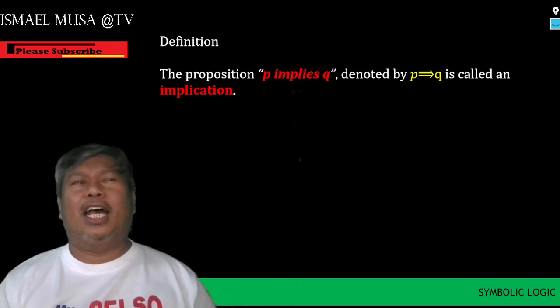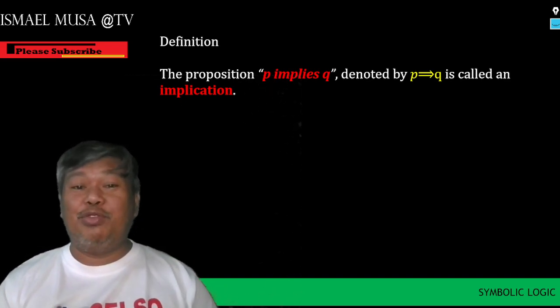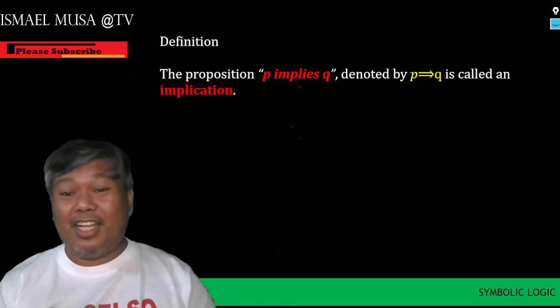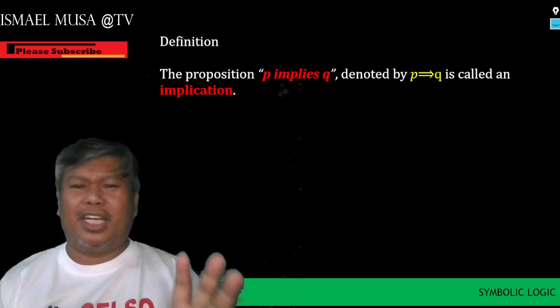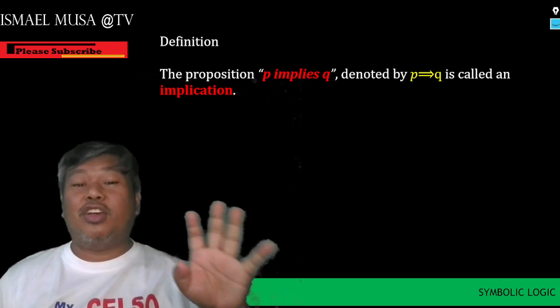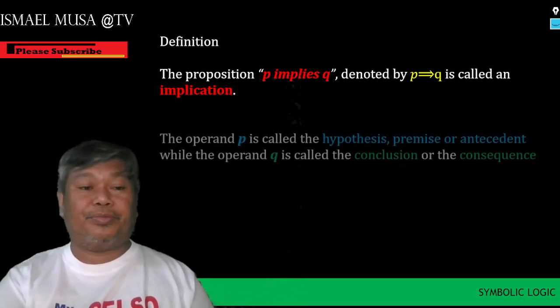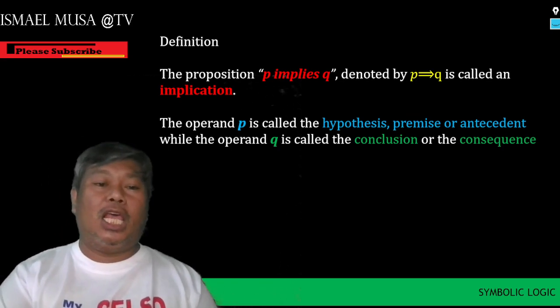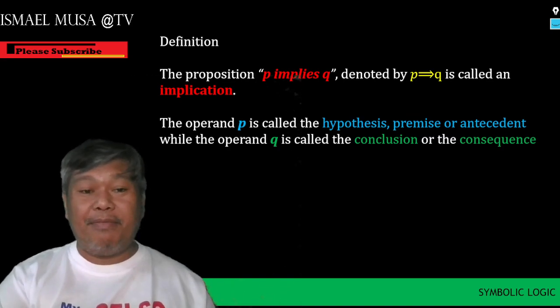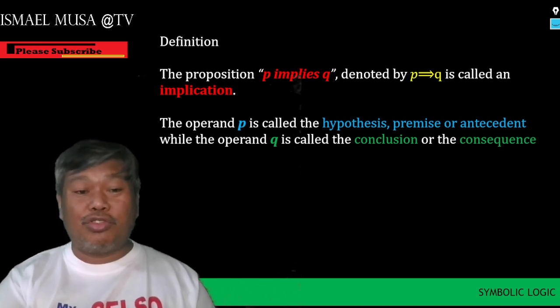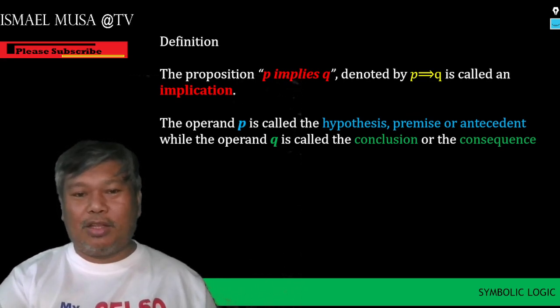Or shall we say, if somebody promises you that he will give you a gift on your birthday, and when your birthday comes, he gives you a gift, that is true. But if he gives you a gift and your birthday did not come, that's still true. Because we say, if the conclusion is true, regardless of the premise, the implication is always true. So we say the operand P is called the hypothesis, or sometimes you call it the premise, or sometimes the antecedent. While the operand Q is called the conclusion or the consequent. So when do we say the conclusion to be true?